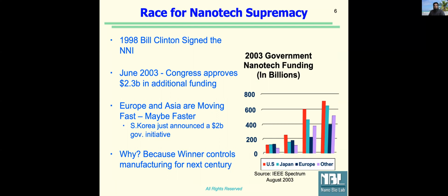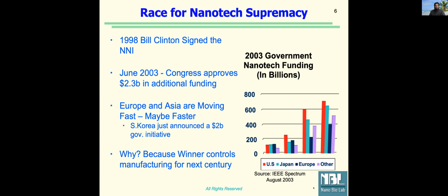There was a major push in this direction which started in 98. President Clinton signed what we call today the National Nanotechnology Initiative. It laid out a plan from the government for the next 10 years or so of how much would be invested in this direction. Interestingly, the funding was signed in 2003, $2.3 billion.